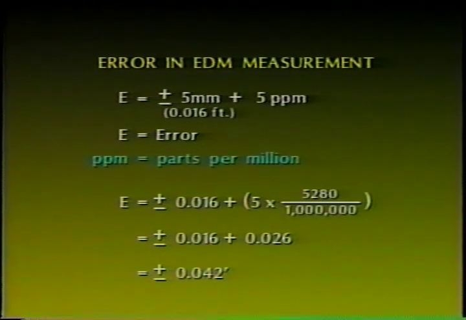In this example shown here, we have measured a line 1 mile, or 5,280 feet long, with an EDM. The total error for this line would be equal to the plus or minus 0.016-foot error found in every measurement, plus 5 parts times the ratio of 5,280 to 1 million. This proportion is equal to 0.026 feet. The total error would therefore be plus or minus 0.016 feet plus 0.026 feet, which equals plus or minus 0.042 feet for the 1 mile line.